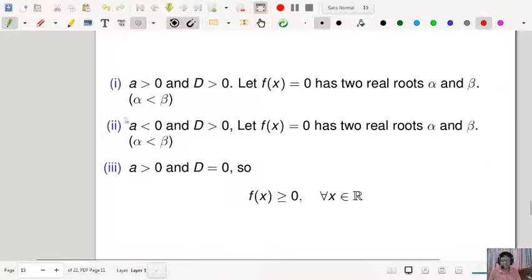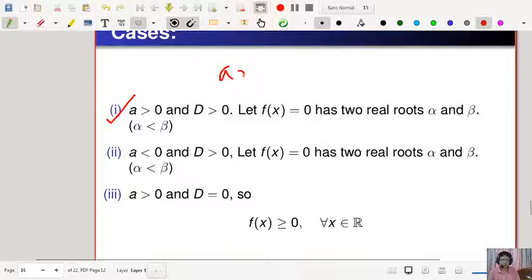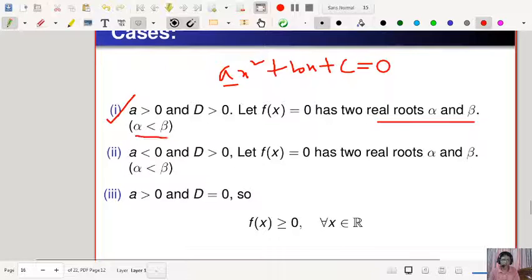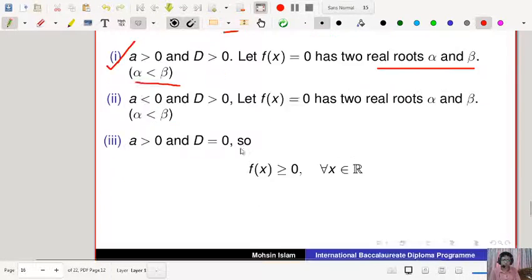Now the first case is, if a > 0, that is the leading coefficient is greater than 0. What is the leading coefficient? It is a. So a is positive and the discriminant is positive, then f(x) has two real roots, alpha and beta. It can be alpha less than beta or beta less than alpha, that depends. Let me show you the diagram.